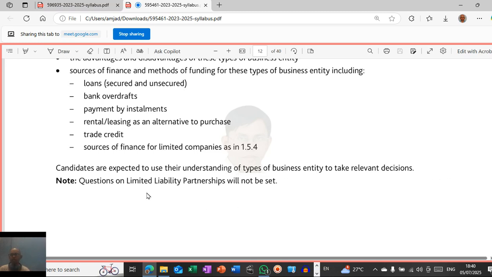Questions on limited liability partnerships will not be set. A limited liability partnership is different from a partnership. So we will not have any questions based on limited liability partnerships.